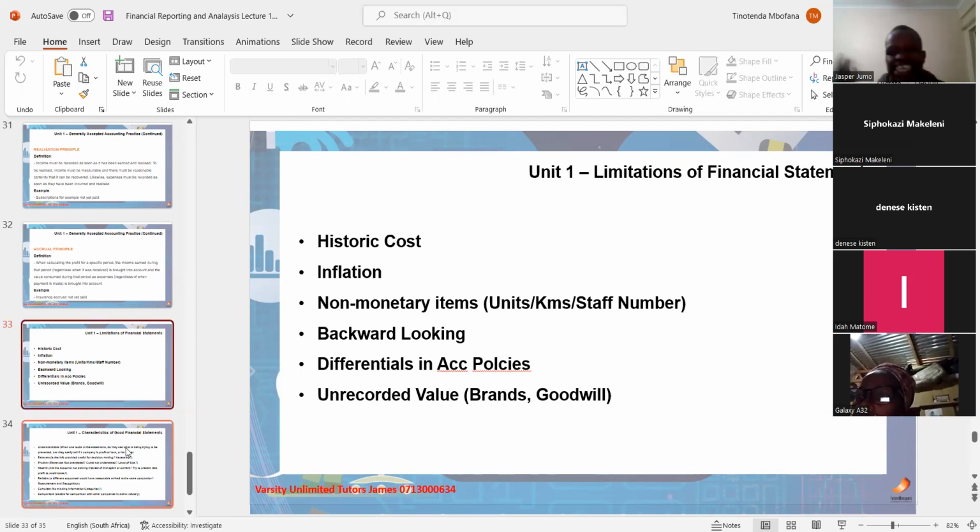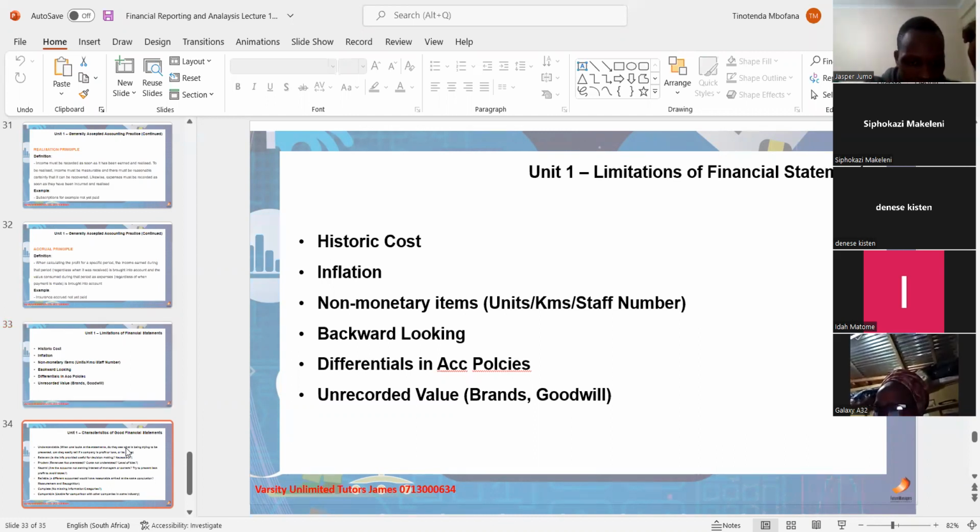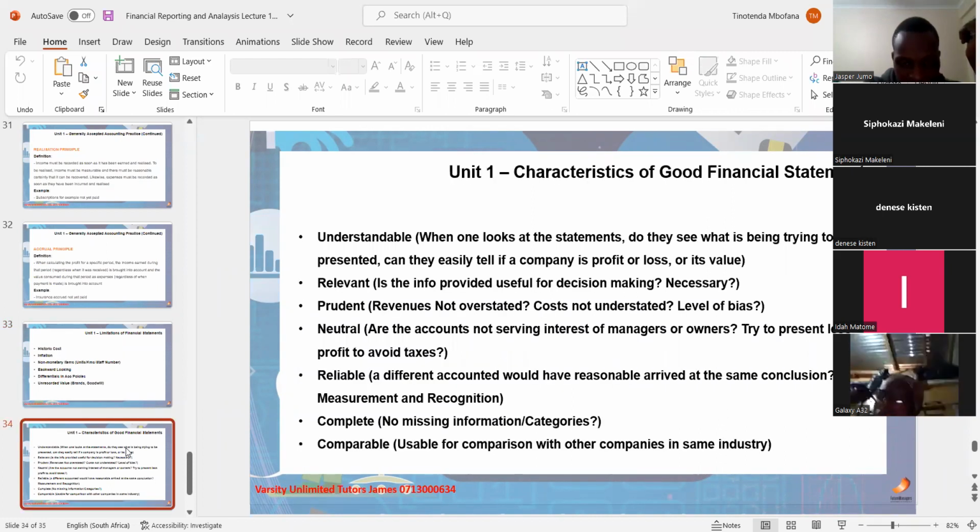Okay, characteristics of a good financial statement. Some of this is now just a bit of repetition of what we've already talked about. How can you tell that this is a good financial statement? Yeah, this accountant knows what he's doing, I should definitely use this financial statement.